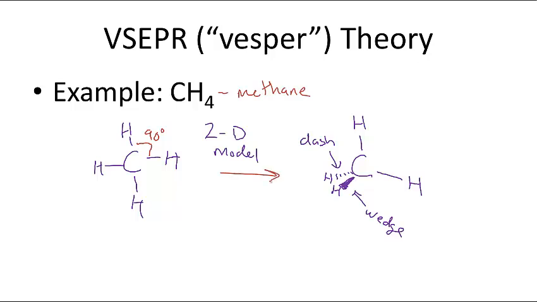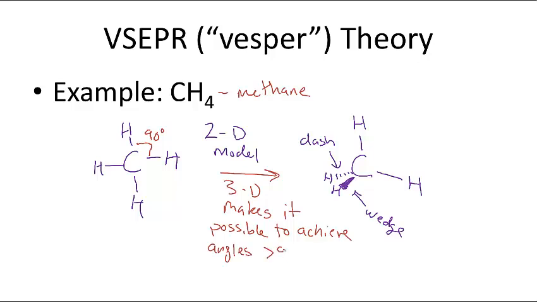So the 3 dimensions makes it possible to achieve angles greater than 90 degrees between the bonded pairs. Yeah. So the question was which one is which, and which one's in, which one's out. The wedge is out, the dash is in, but we're going to get to that. There's actually a couple slides about that in a little while.